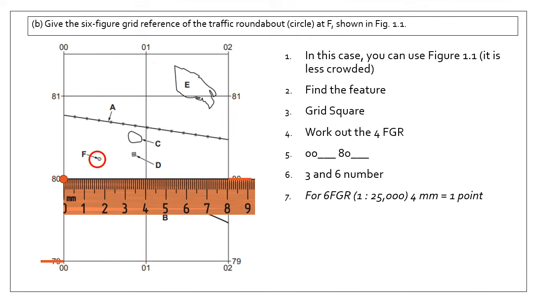And you can see here that it's 4 centimeters. Because it's 1 centimeter to 25,000 centimeters, it means that 4 millimeters on the map represents 1 point for the 6-figure grid reference. So here I am coming to 16 millimeters, so 16 divided by 4 equals 4. So I'm going to write 0, 0, 4.